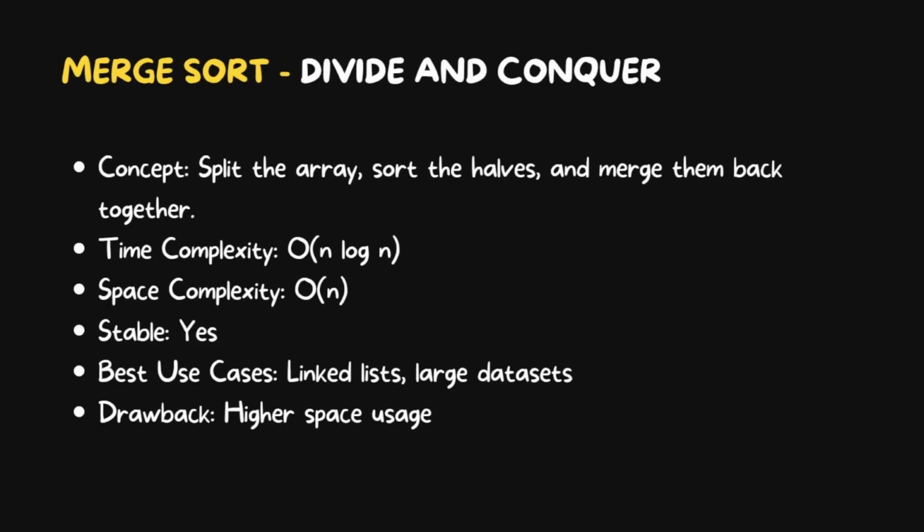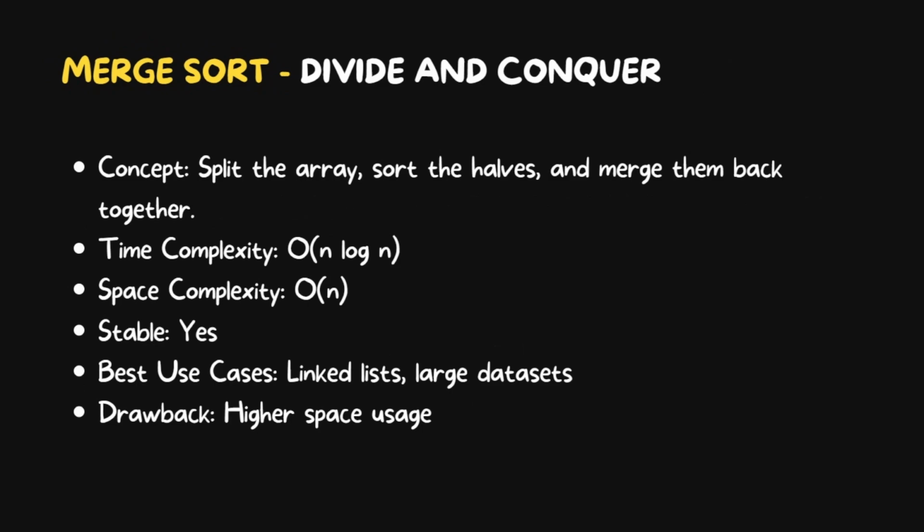Next one is merge sort, which is divide and conquer. Merge sort is a powerful algorithm that uses the divide and conquer approach. It splits the array, sorts the halves, and merges them back together. Its time complexity is O(n log n), very efficient for larger datasets. Space complexity is O(n), needs extra space for the subarrays.